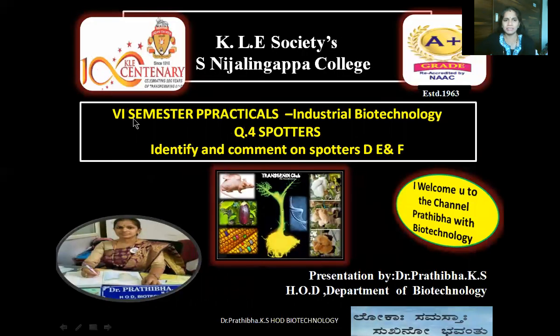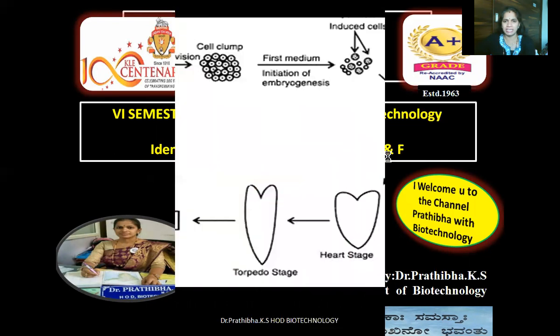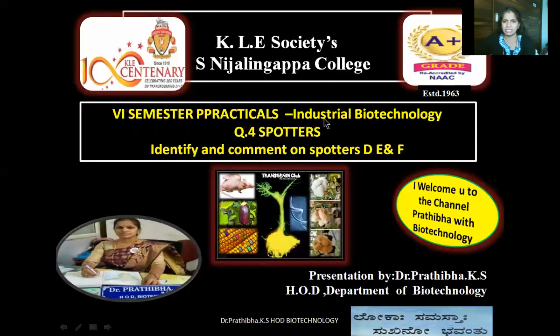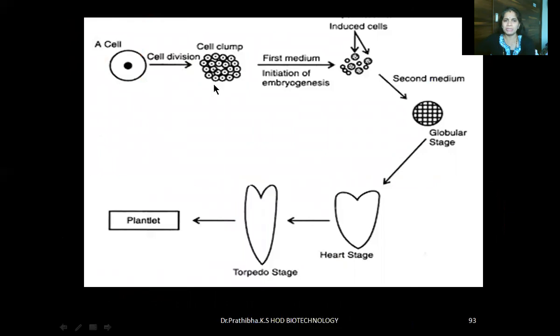The last one is here for 6th semester practicals in industrial biotechnology. That is, sorry, this is plant biotechnology. That is question number 4. That will be spotters. Identify and comment on D, E, and F. You'll be asked 3 spotters here. Here is a mistake. It's not industrial biotechnology. It's plant biotechnology. Okay. Hope you're able to recall this one.